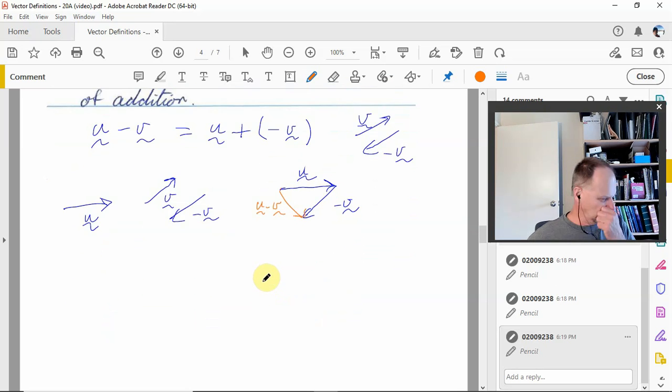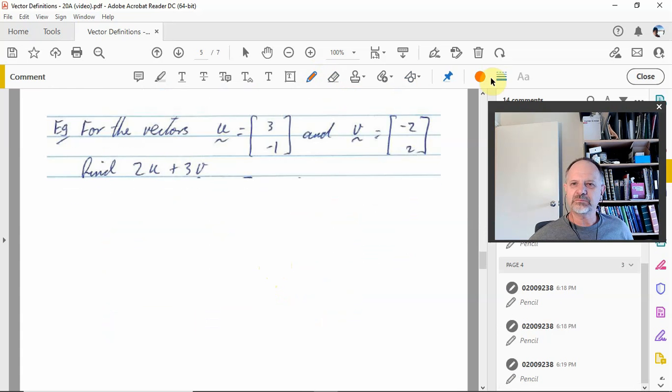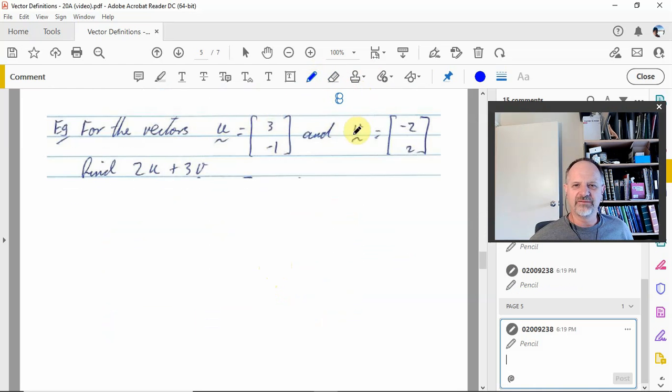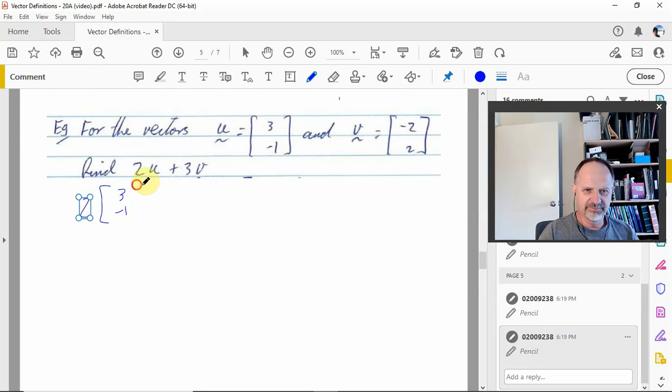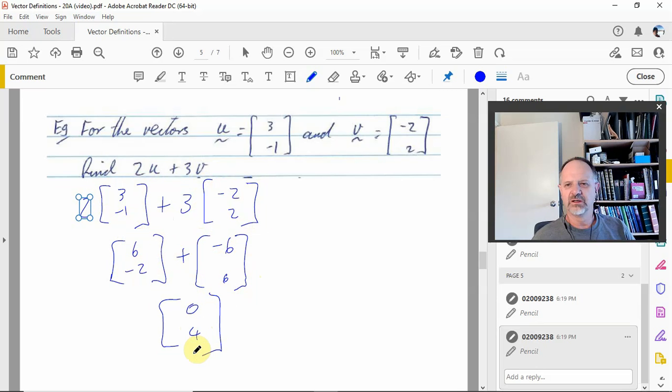All right, so let's have a look at some column vectors and do some stuff with them. So here for these column vectors, it says u is 3, negative 1, and v is negative 2, 2. Find 2u plus 3v. All right, so it's just a matter of doing two lots of u, which is 3, negative 1. And to that, we're adding 3 lots of v, which is negative 2, 2. All right, so multiply each of those elements by 2, and you get 6, negative 2. Each of those by 3, and you get negative 6, 6. And then we just add, so 6 plus negative 6 is 0. And minus 2 plus 6 is 4. So there's the result of those vectors.